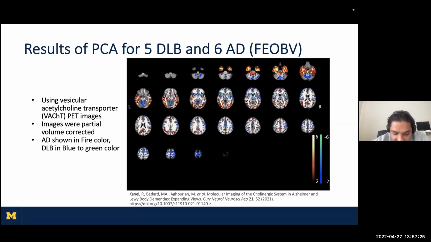What we see is the acetylcholine loss, as shown by the fire color for AD, is mainly in the inferior, mid, and superior temporal, parahippocampal gyrus, and metathalamus, whereas in DLB it's the mid cingulum, thalamus proper, striatum, and cerebellum areas.